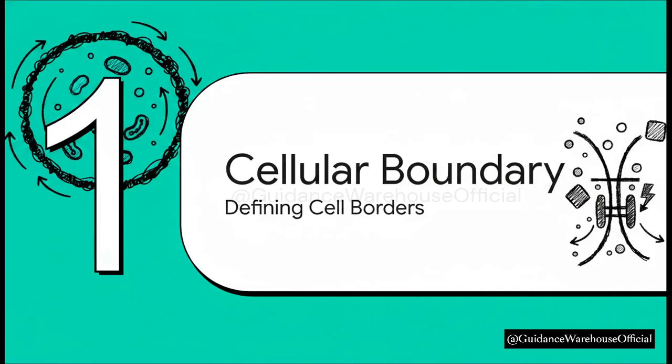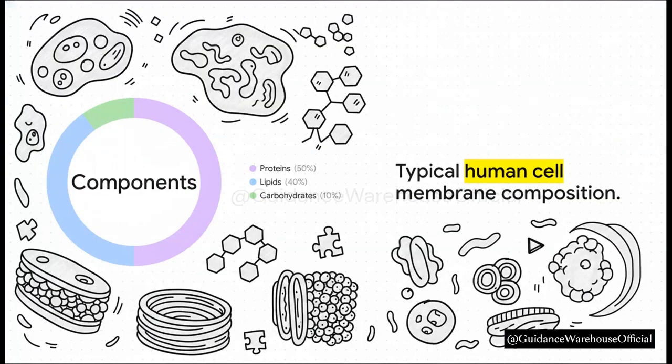Section 1. The ultimate cellular boundary, defining the cell's borders. You know, when people think of cell membranes, they usually just think of fats. But check out this typical human cell composition. It is 50% proteins, 40% lipids, and 10% carbohydrates. That means half the membrane by mass is actually protein.